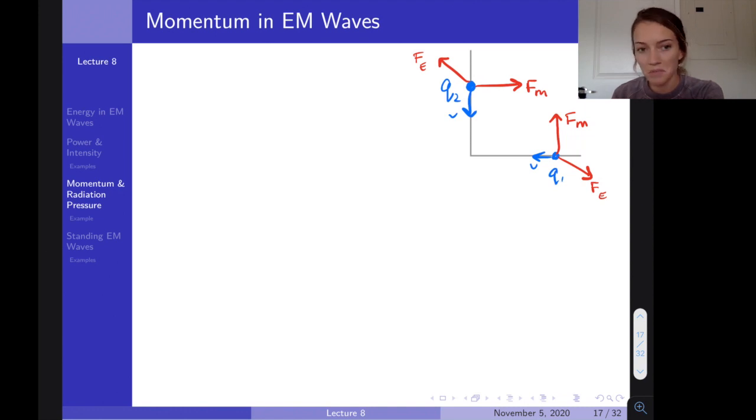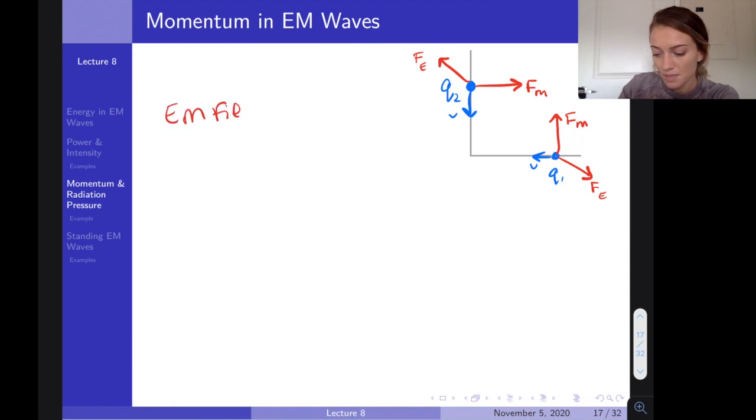Because it seems like, from Newton's laws, we should have equal and opposite forces, which is very closely tied to momentum conservation. It doesn't seem like momentum is conserved here because we don't have equal and opposite forces acting. And the reason is because the electromagnetic field itself actually carries momentum. So the EM field carries momentum, or the field itself has a momentum.